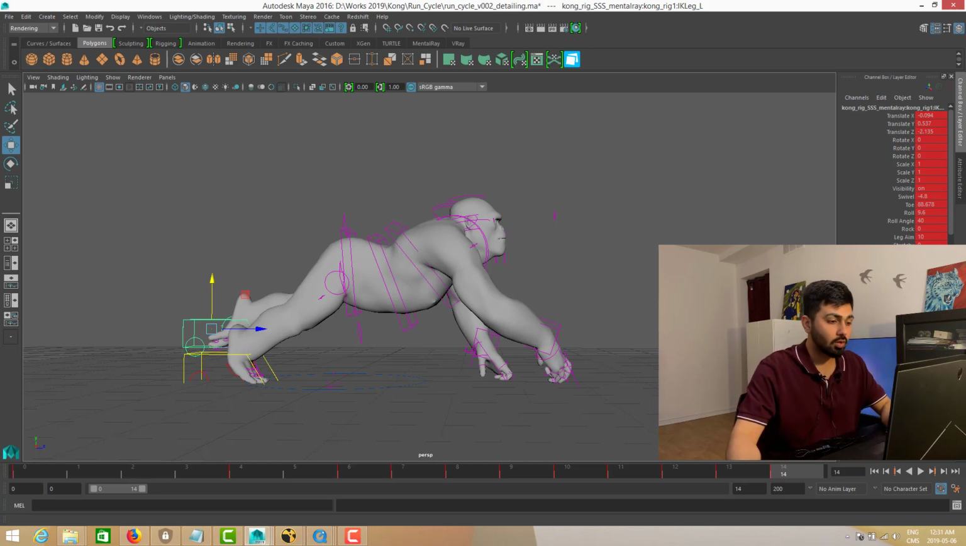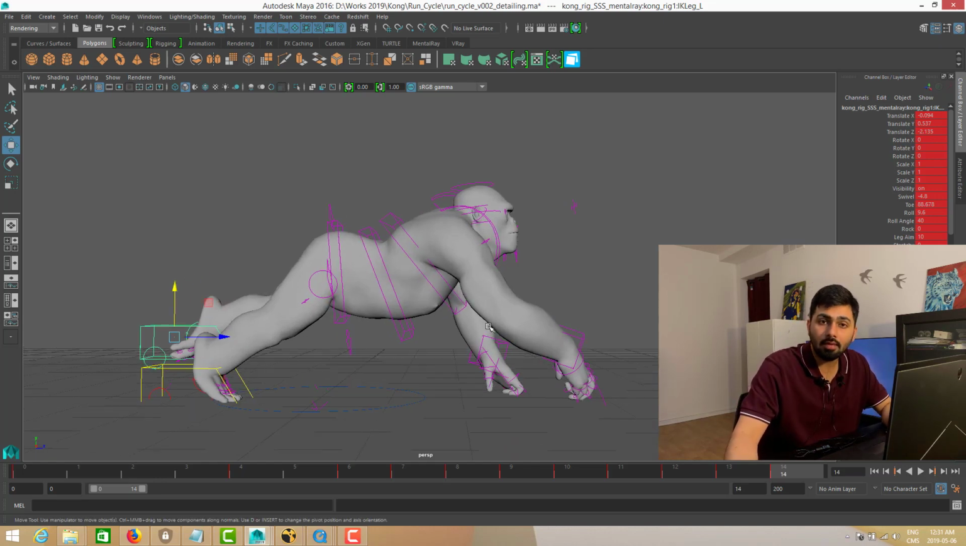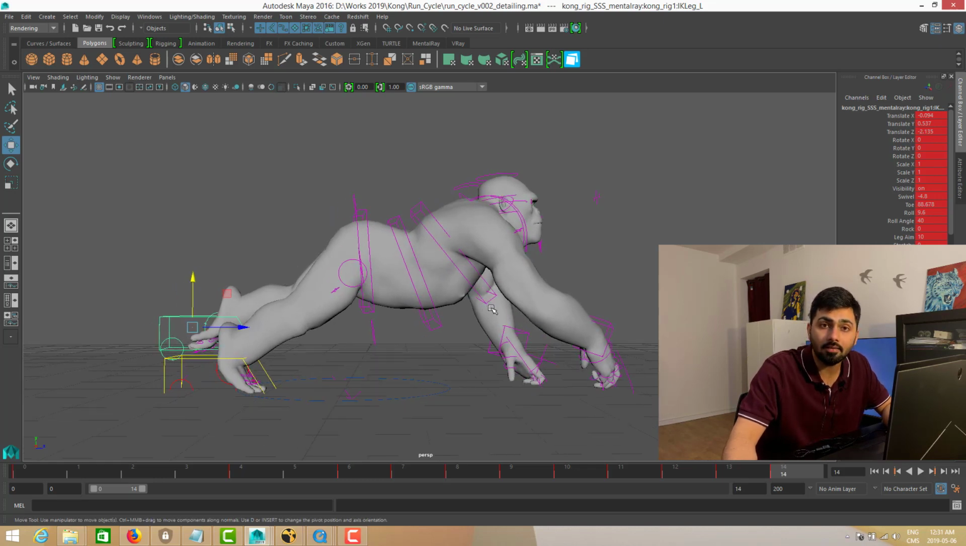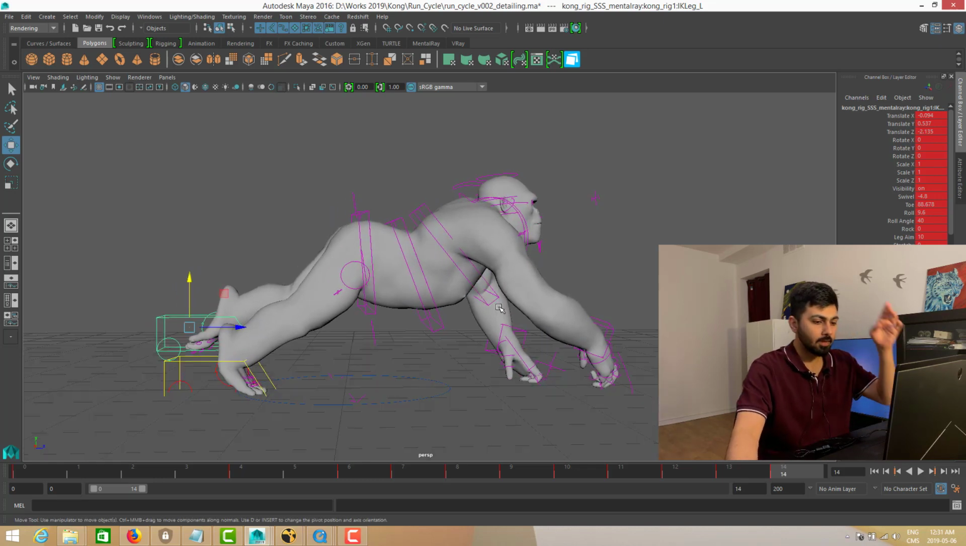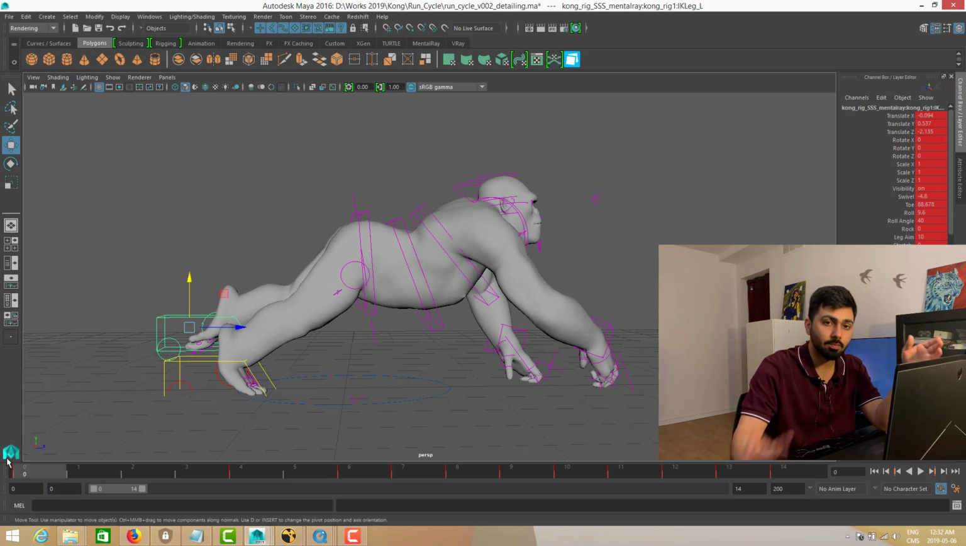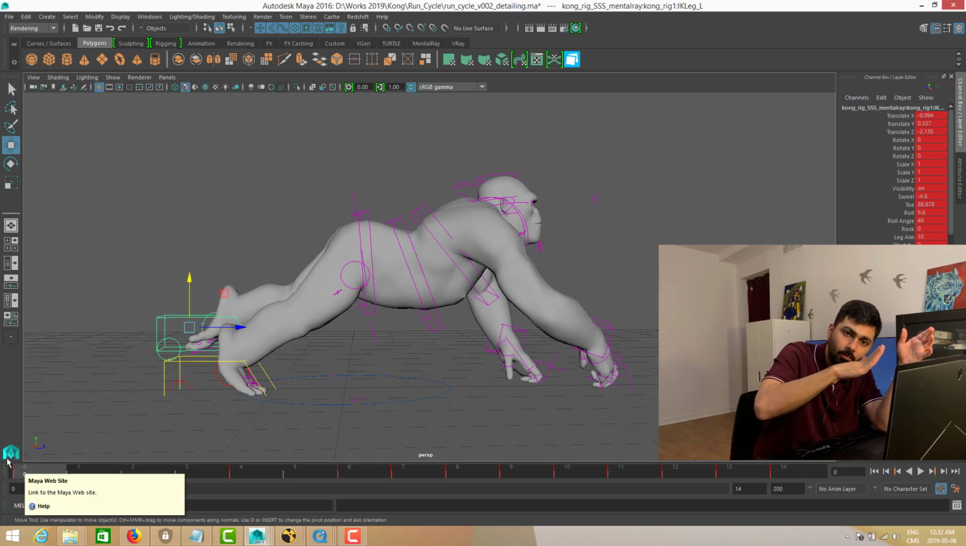And also now these are about hands and feet. Now let's talk about the spine. What's happening in the spine? As you guys can see in the stretching pose, his spine is completely bent like this. But why is that?